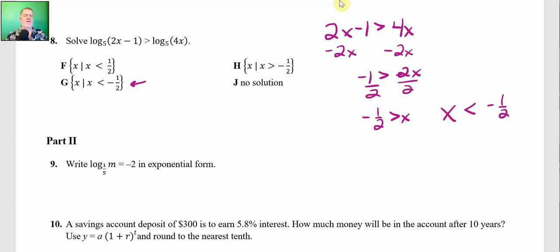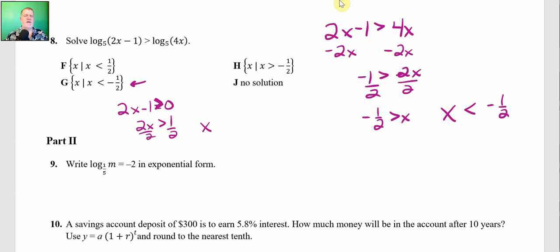So you might be thinking, yeah, there's my answer. But be careful. Remember, you cannot take the log of a negative number. If x is negative 1/2, then this is going to become negative 2. We can't do that. So remember, we have to set these equal to 0 and see what we get, because it has to be greater than 0. So let me add 1 to both sides. Let me divide by 2.